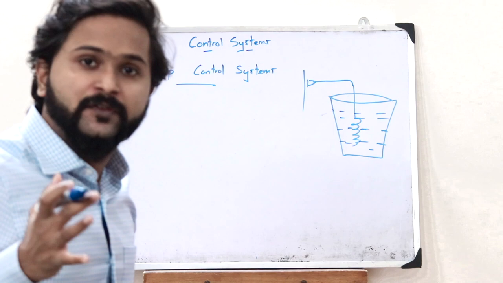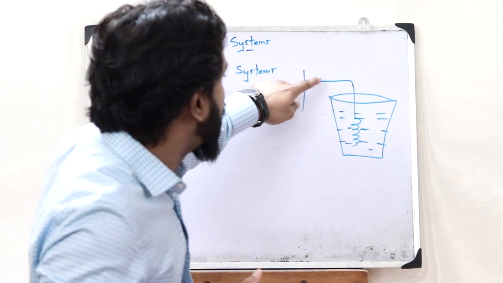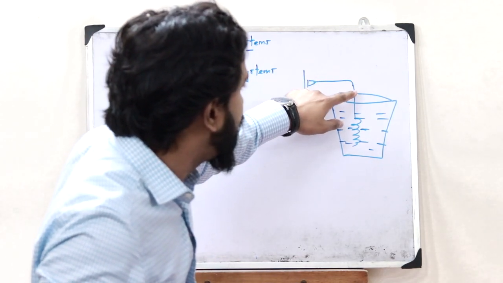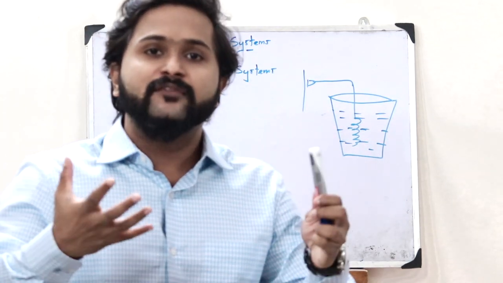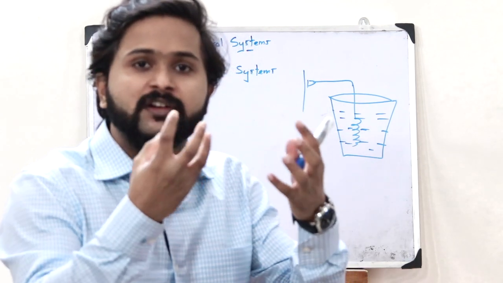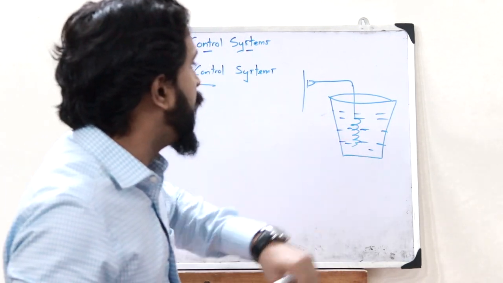But here what you observe is that as the current flows, or as we provide power to this particular rod, it continuously keeps on heating the water. That is, we can't specify to what temperature we need to heat this particular water.